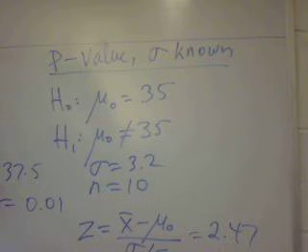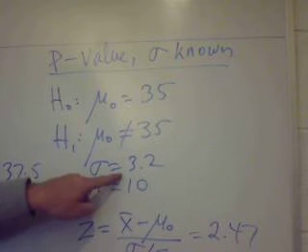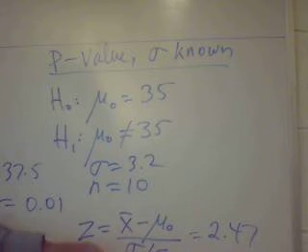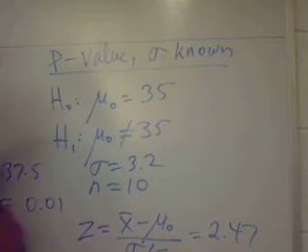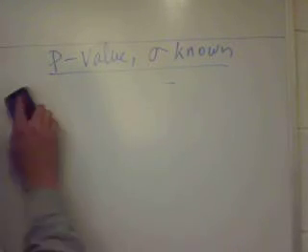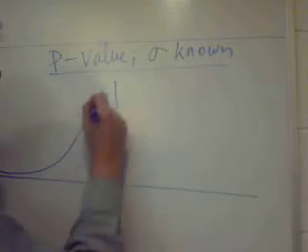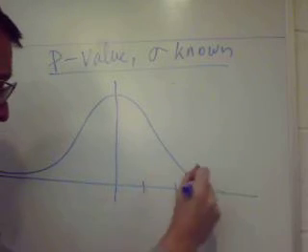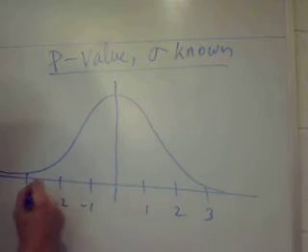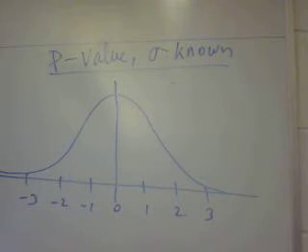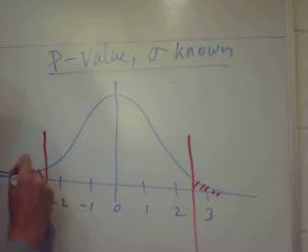X bar is the mean of the sample, minus mu naught, that's in the numerator, and in the denominator, sigma, which is 3.2, over the square root of 10. And if you do the math, you'll find that's 2.47. So that's where the tails begin. It's a two-tailed test. So the left tail begins at negative 2.47, and the right tail begins at positive 2.47. This is where the right tail begins, and this is where the left tail begins.